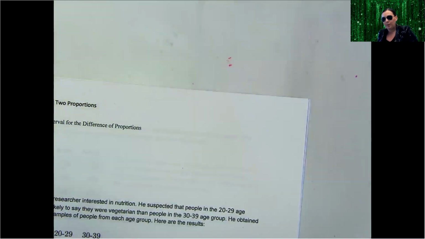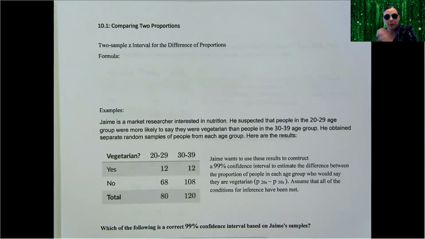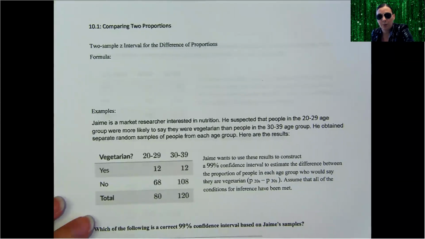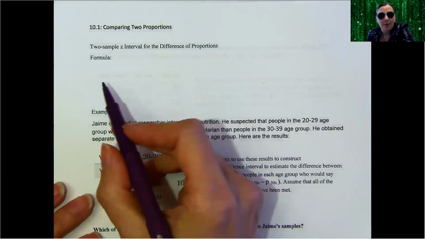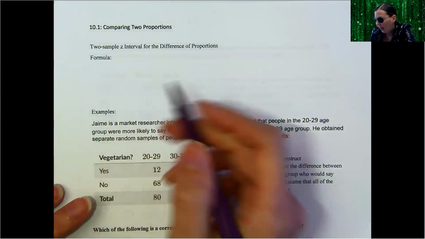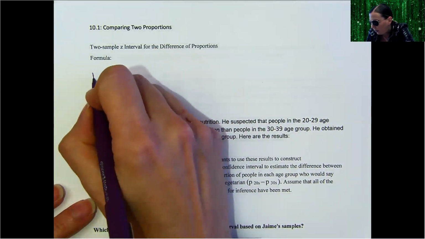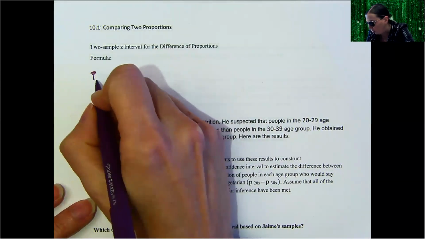All right, next page. This is a review. 2-sample z interval for the difference in proportions we actually did, I believe, a week ago. But I wanted to write it down again so that you had it. Your formula here, we were trying to capture the true difference.